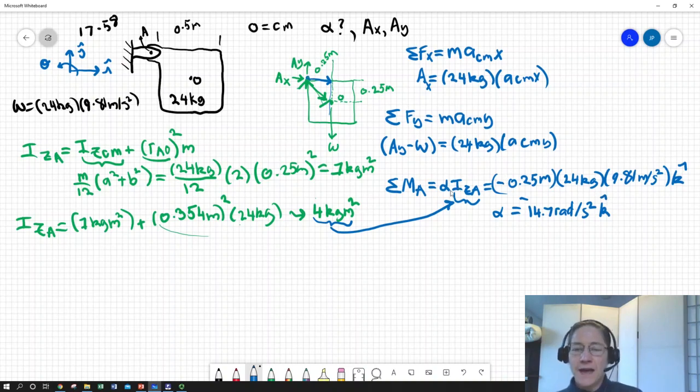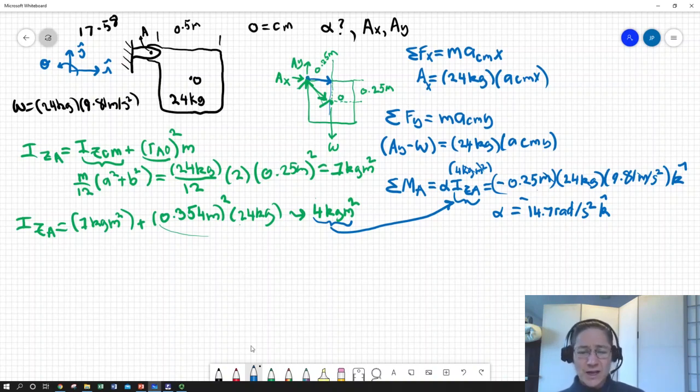And so we got that by taking our 4 kilogram meters squared and putting it in here, and then dividing both sides by the 4 kilogram meters squared. So that canceled kilograms, canceled all these meters, and we're left with per second squared. Divide both sides by 4, and we'll end up with 14.7.